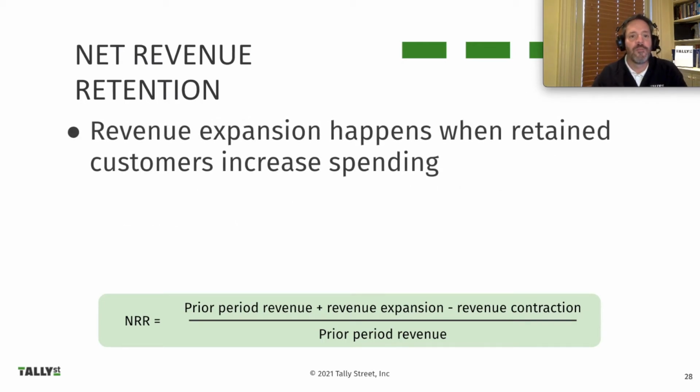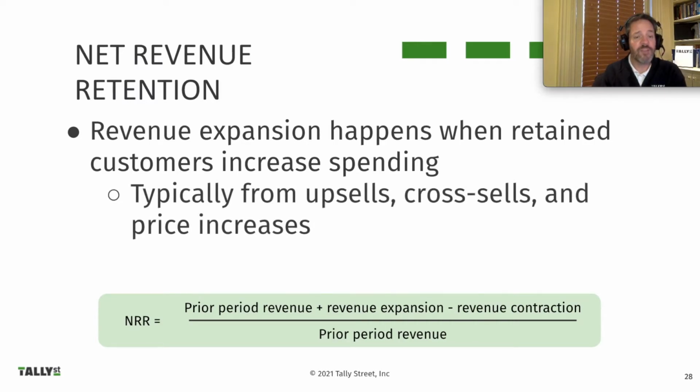So there are a couple components to net revenue retention, as we see in the formula below. The two of them being revenue expansion and revenue contraction. Revenue expansion happens when retained customers increase their spending. And that could be because those customers bought more of a widget or whatever service was being sold. It could be because they were cross-sold or upsold to other products or services. Or it could be something as simple as a price increase that leads that business to sell more from one period to the next.